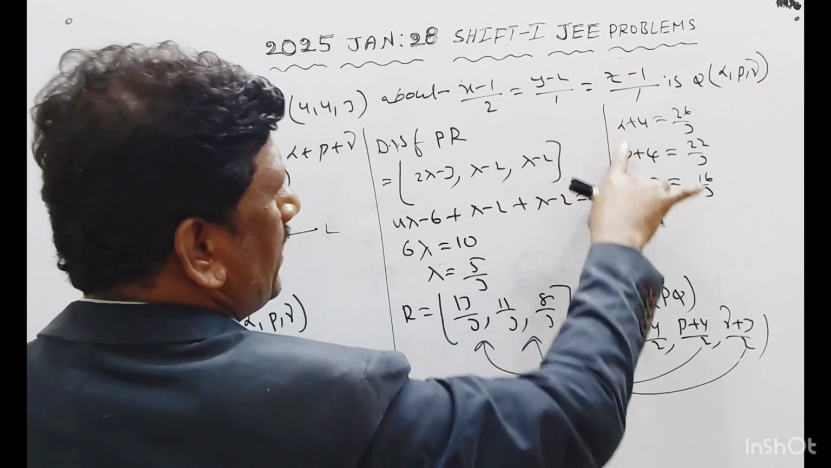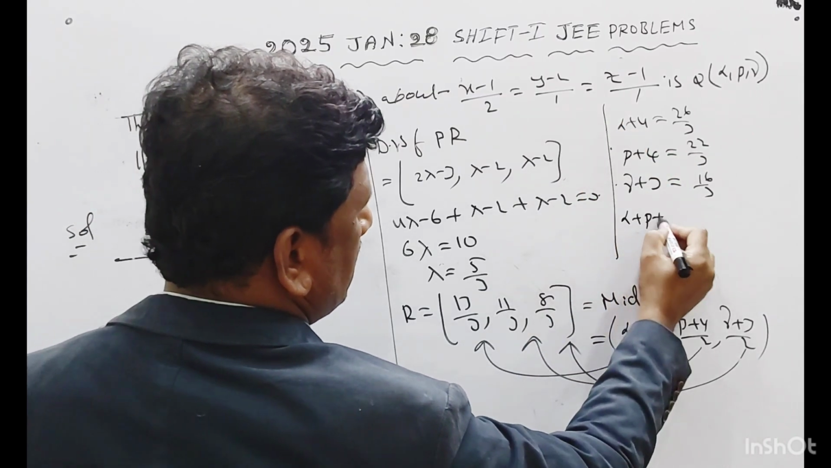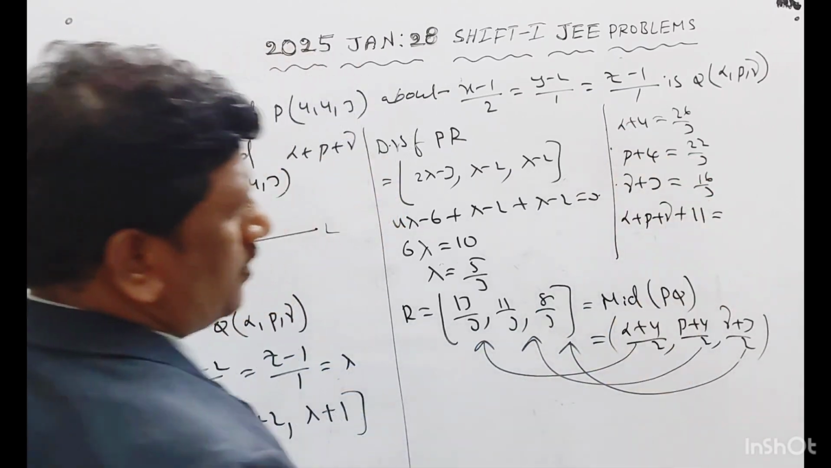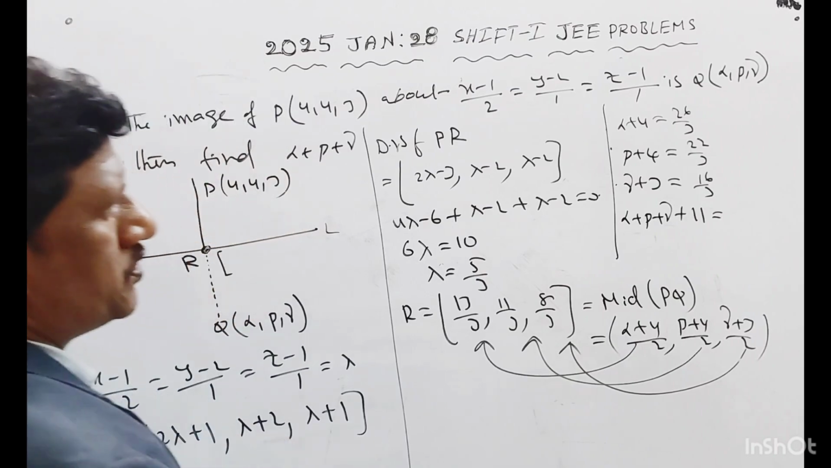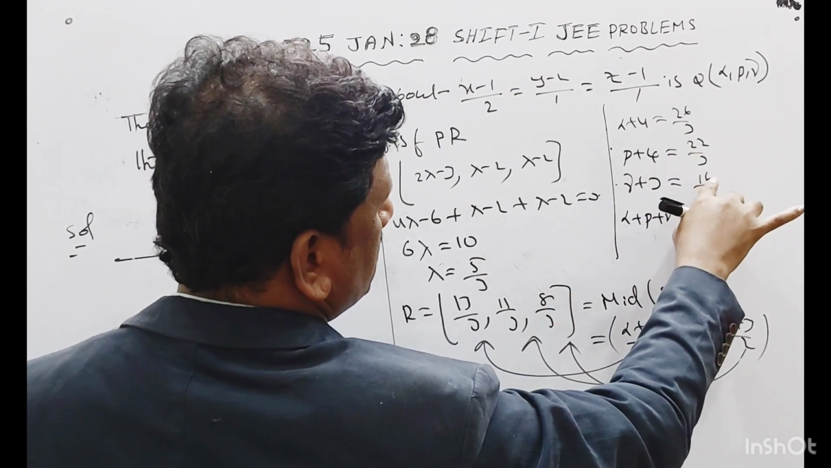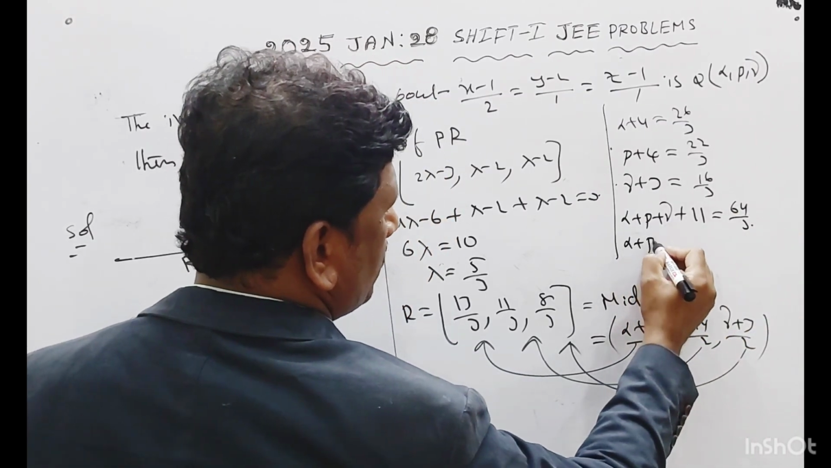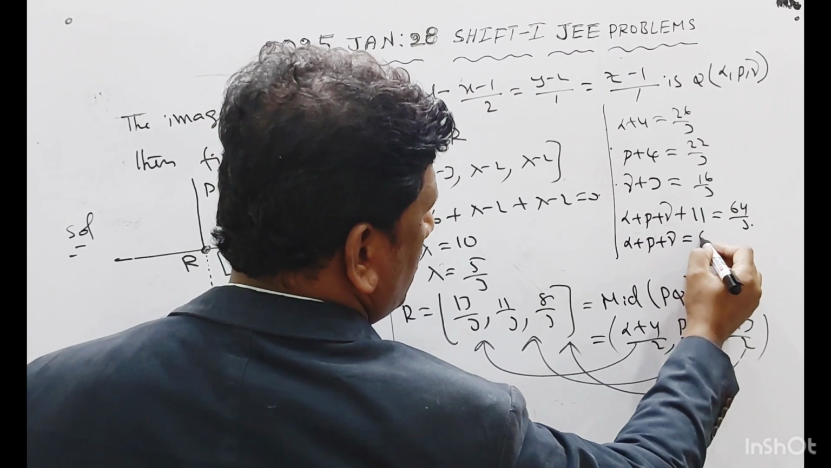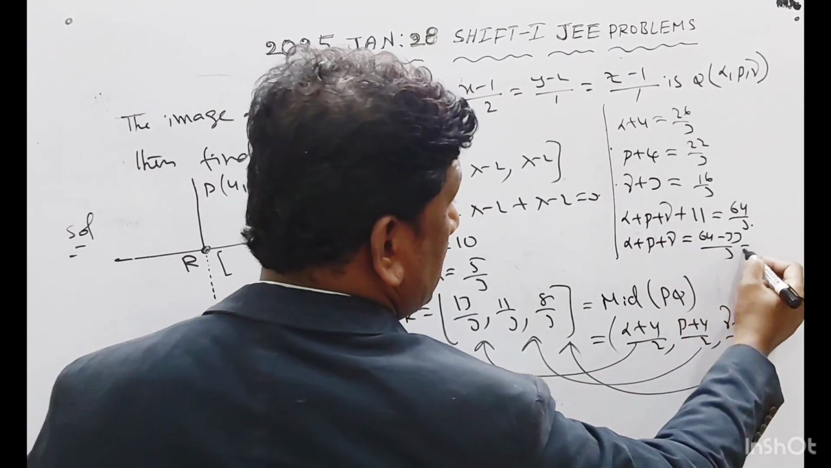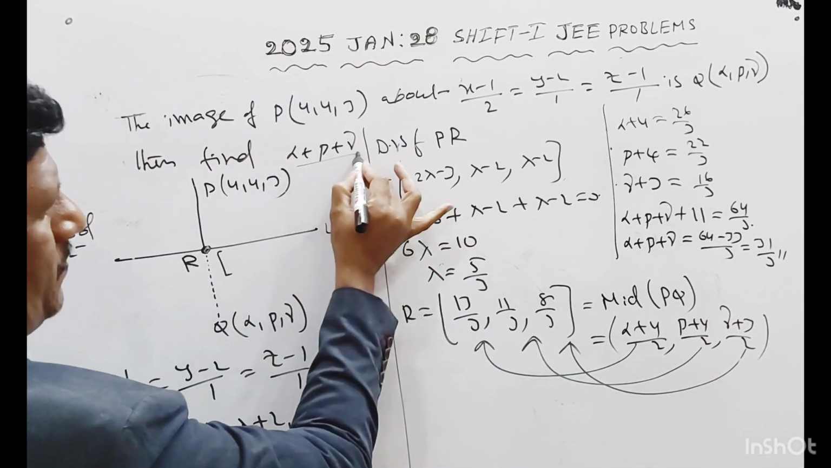Later, we need to add all those things. If you add all of them, alpha plus beta plus gamma, and 8 plus 3, 11, is equal to, by 3, so your LCM will be 3. So this value will be 30, 40, 50, 64. 64 by 3 will come. That's why alpha plus beta plus gamma is equal to (64 minus 33) by 3, nothing but 31/3 is the answer for the value of alpha plus beta plus gamma.